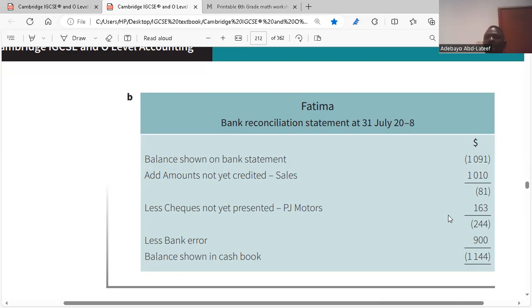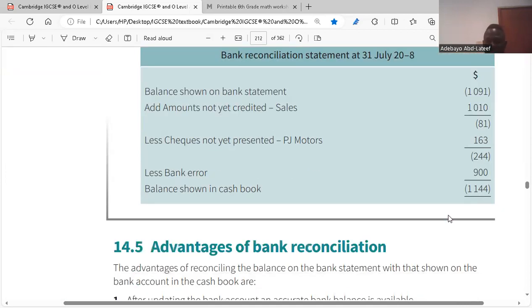Your unpresented check, when it is presented, you deduct it from your credit balance. Do you understand what I'm saying here? But on amount not yet credited, when it's being credited, it adds up to your credit balance. So that's why when you are preparing your bank reconciliation statement, now we have a balance, which is an overdraft. That's why it's negative here. So an overdraft that we have, you had the amount not yet credited, then you less unpresented check. That is clear, right? Then you less the bank errors, which is amounted to 900.